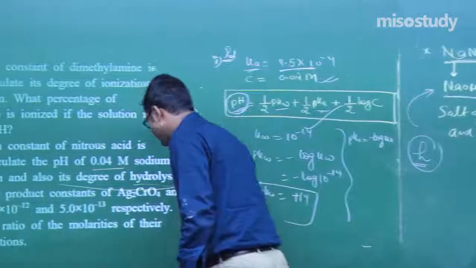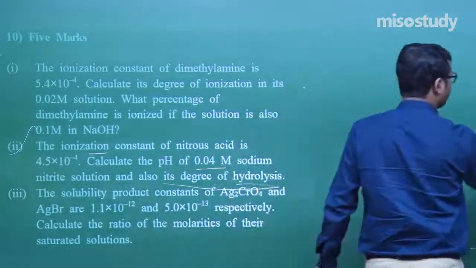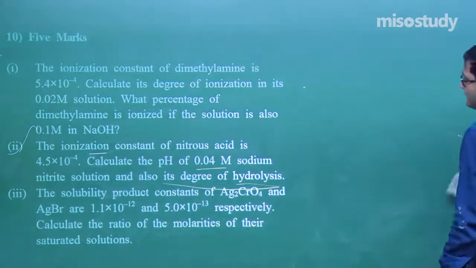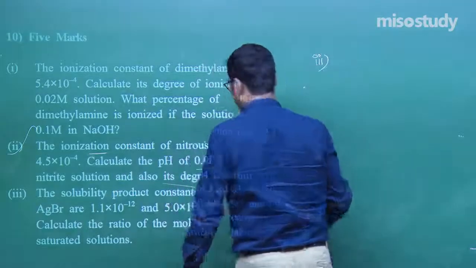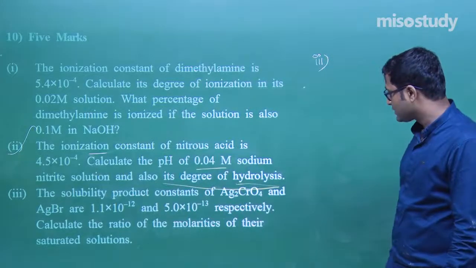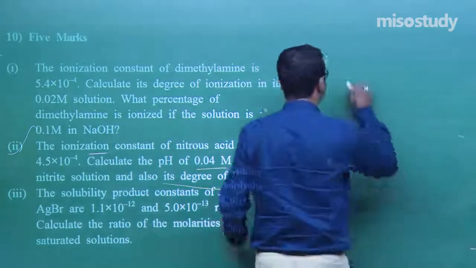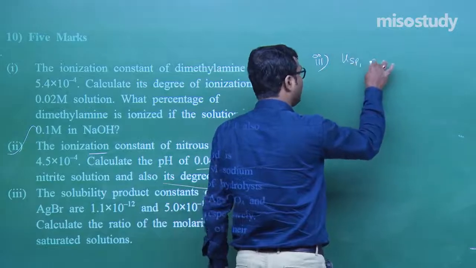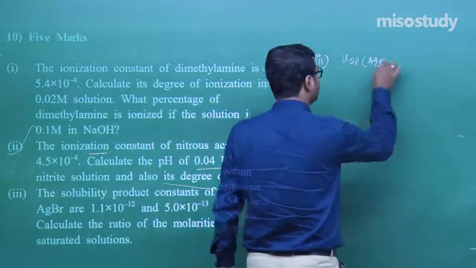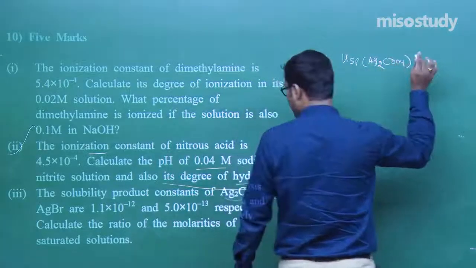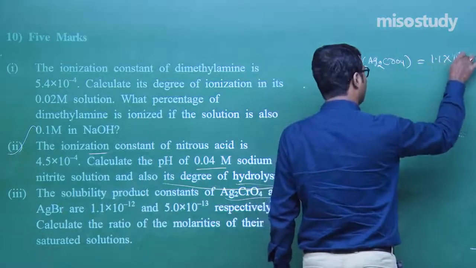Now the next one, the third one. What will happen in this case? What is the third one, my friend? This is a solubility product question. It is one of the simplest questions. What is given? The solubility product constant of Ag2CrO4 and AgBr. Ksp for Ag2CrO4 is given here, that is 1.1 into 10 to the power minus 12.